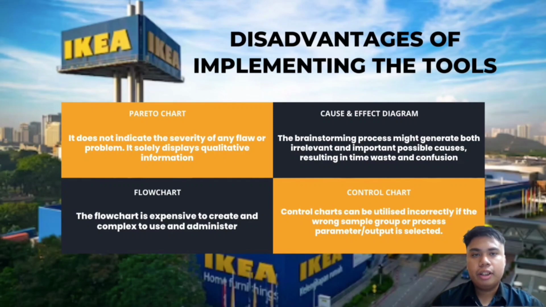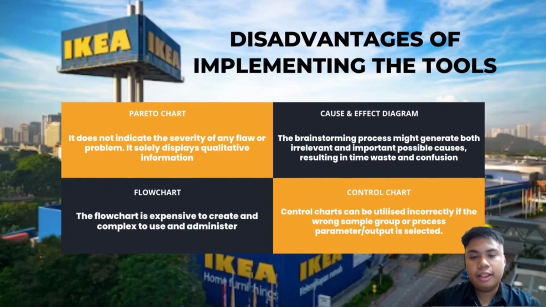I want to present about the disadvantages of implementing the tools for the IKEA company. The first disadvantage, for the Pareto chart, is that in Pareto analysis, root cause analysis cannot be performed on its own. There is a need for a tool such as a root cause analysis tool to identify the underlying causes or major causes of a problem.